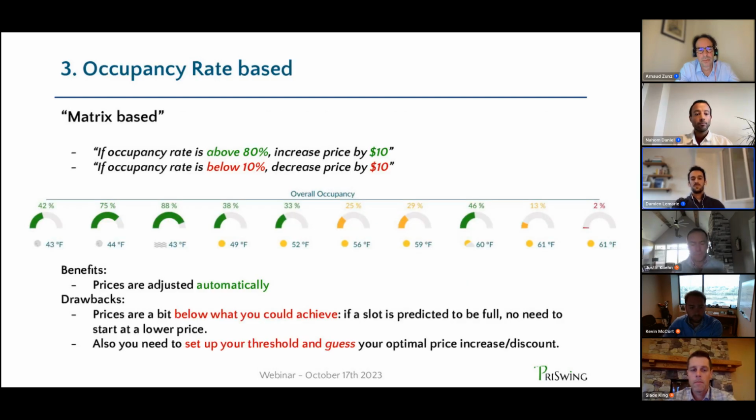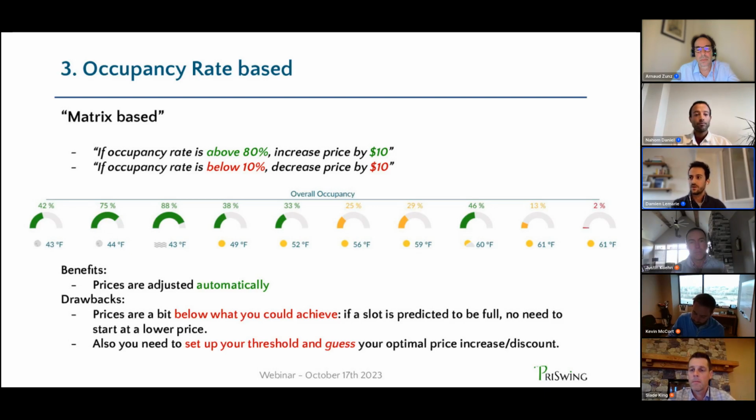So then the third step could be what we call occupancy rate based pricing, or metrics based pricing. The idea is to have a relationship between your occupancy rate and your prices, and to define a couple of rules. Like, if the occupancy rate is above 80%, then increase the price by $10. If the occupancy rate is below 10%, decrease by 10, stuff like that. What is good is that prices are adjusted automatically to demand, so it's a big gain of time for you. But there are a couple of drawbacks here.